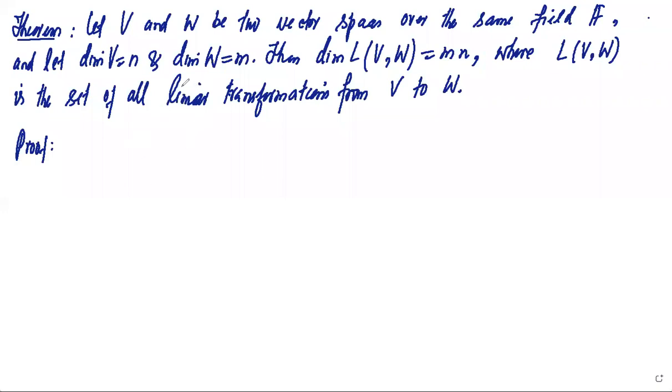So the idea is we just have to form a linearly independent subset of L(V, W). We first have to choose a subset, then we will show that the subset is linearly independent, and then that it spans L(V, W), and its cardinality is equal to m into n. That actually makes that subset a basis of L(V, W), and then the number of elements in that basis will be equal to the dimension of this vector space. So if we take m into n number of elements, that means the dimension of L(V, W) will be equal to m into n.